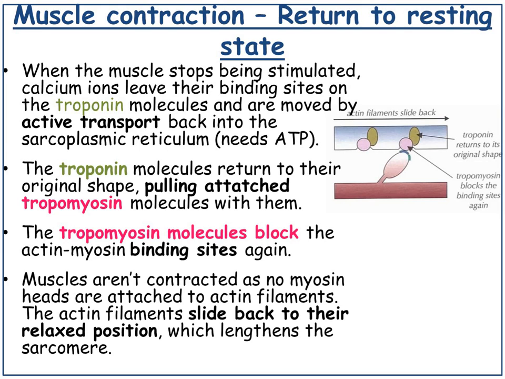The troponin molecule then returns to its original shape, which pulls the attached tropomyosin back to block the actin-myosin binding site again. So when the muscles aren't contracted, there are no myosin heads attaching to the actin filaments, because the binding sites are blocked by the tropomyosin. So the actin filaments just slide back to the relaxed position, and this lengthens the sarcomere back to its resting state.